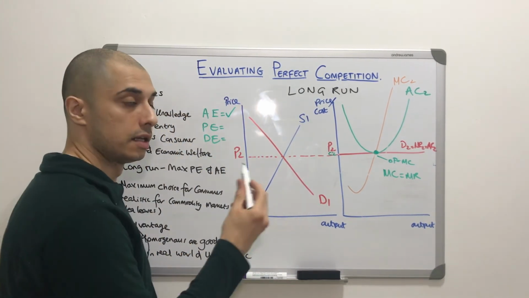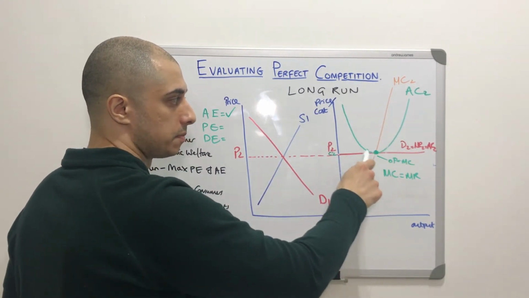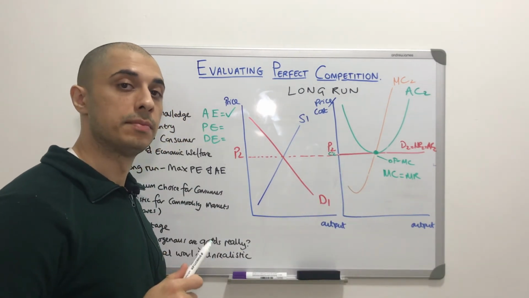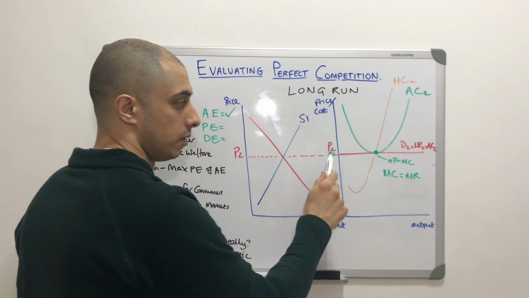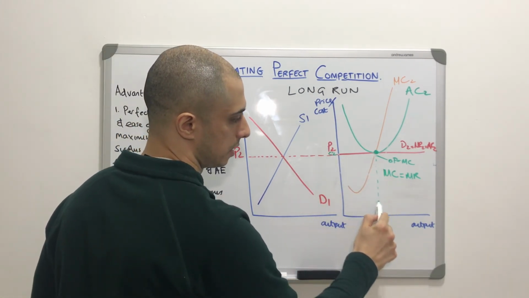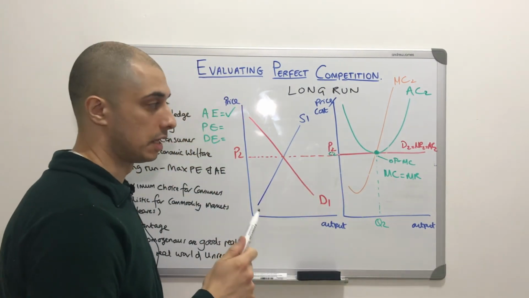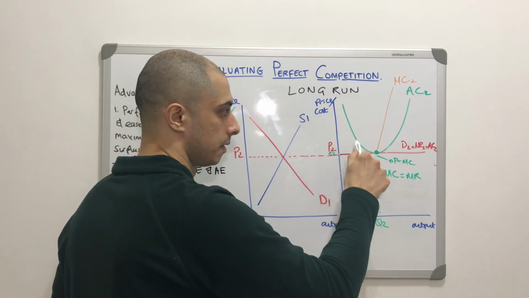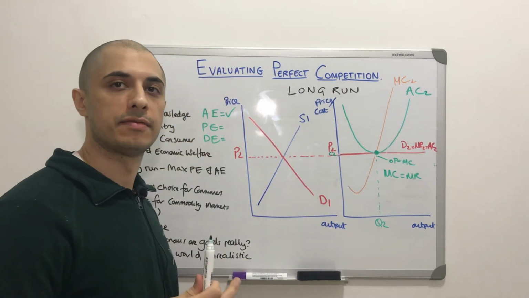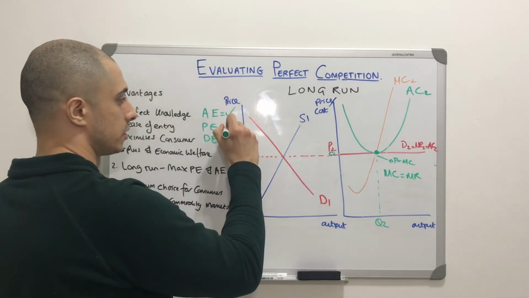Is it productively efficient? Now in the short run it wasn't, so let's have a look. The lowest part of the average cost curve, just there, is the point of productive efficiency. Now, P2, let's just take that down to Q2 just to make it clear. That's the level of output. Is that on the lowest part of the average cost curve? If you look at it, yes it is. It's on the lowest part of the average cost curve, so therefore it's also productively efficient, and that's excellent. That's good news for us.